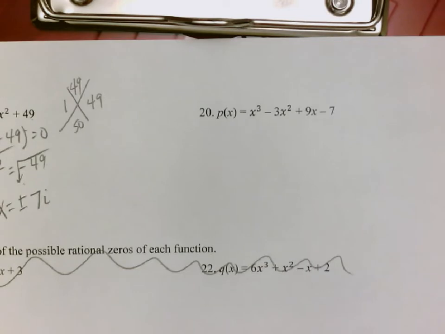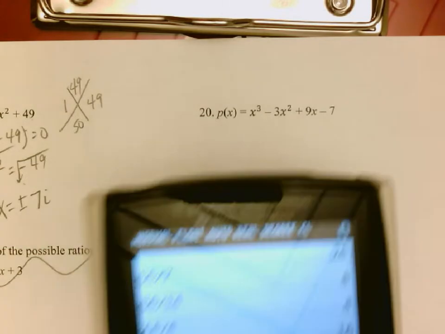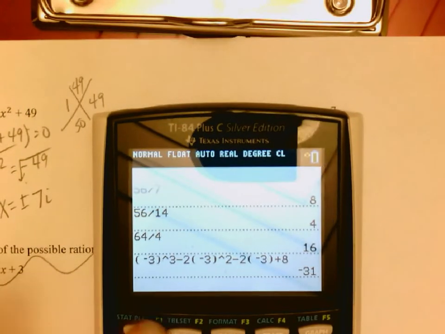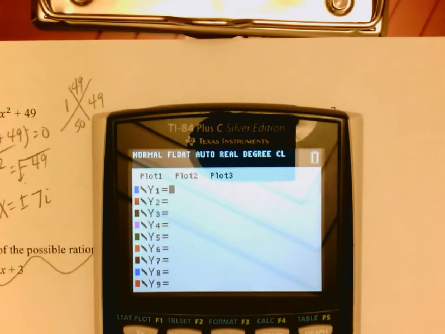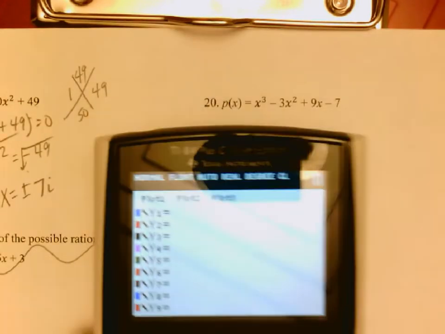Number 20. Where do I start? So I could try factor by grouping. Not going to work. So since it's not going to work in any way that I normally can solve, I have to go to my calculator. I got to go find a 0. So on 20, I'm going to go y equals, I'm going to type in the function. I'm going to move my paper just a little bit.